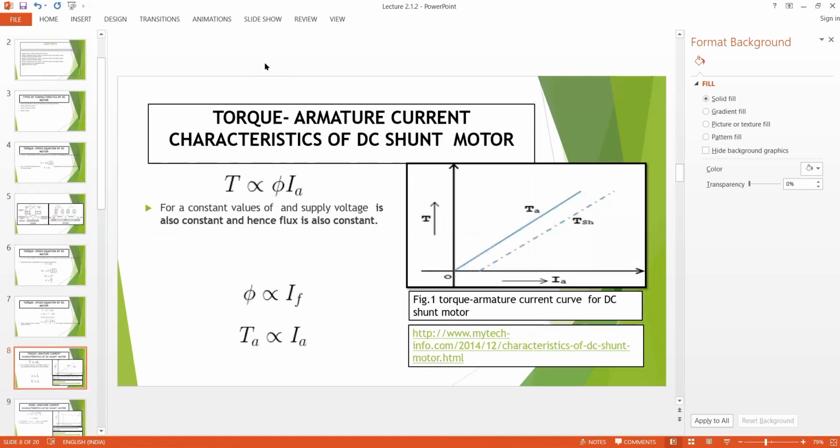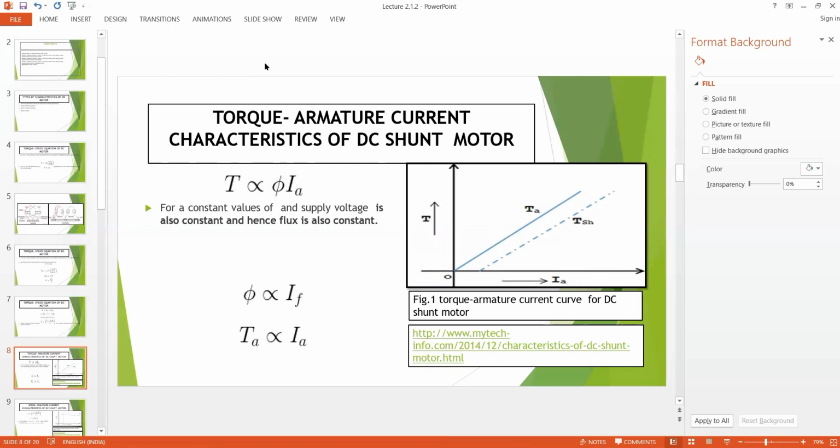Now let's talk about the first characteristics, torque armature current characteristics of DC shunt motor. As I told you, we have three different types of motors. One is DC shunt, one is DC series, one is DC compound motor. Shunt motor, in which the field and armature winding are in parallel. Series, in which the armature and field winding are in series. And compound, in which the flux will decide whether it is a differential compound or cumulative compound. If the direction of the field and armature flux are opposite, it is differential. If they are the same, it is cumulative.